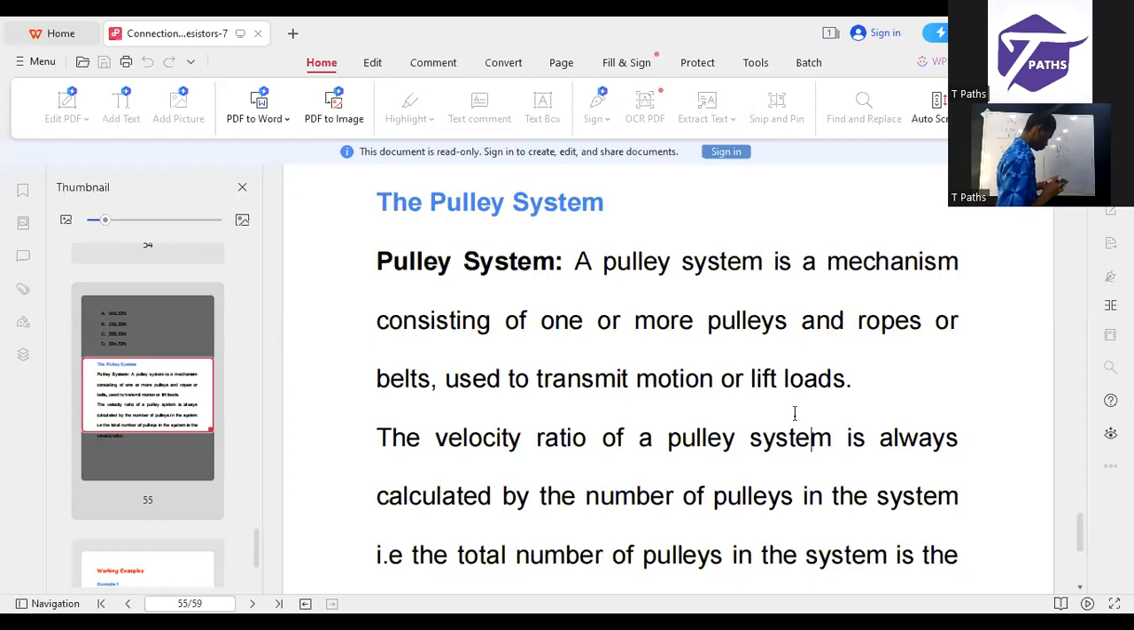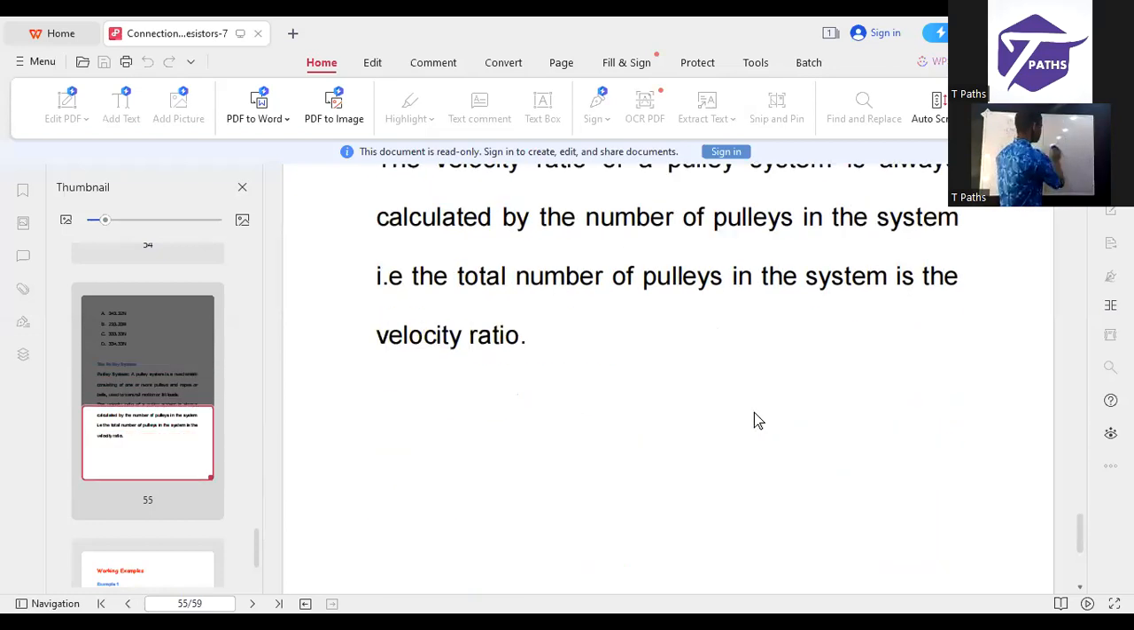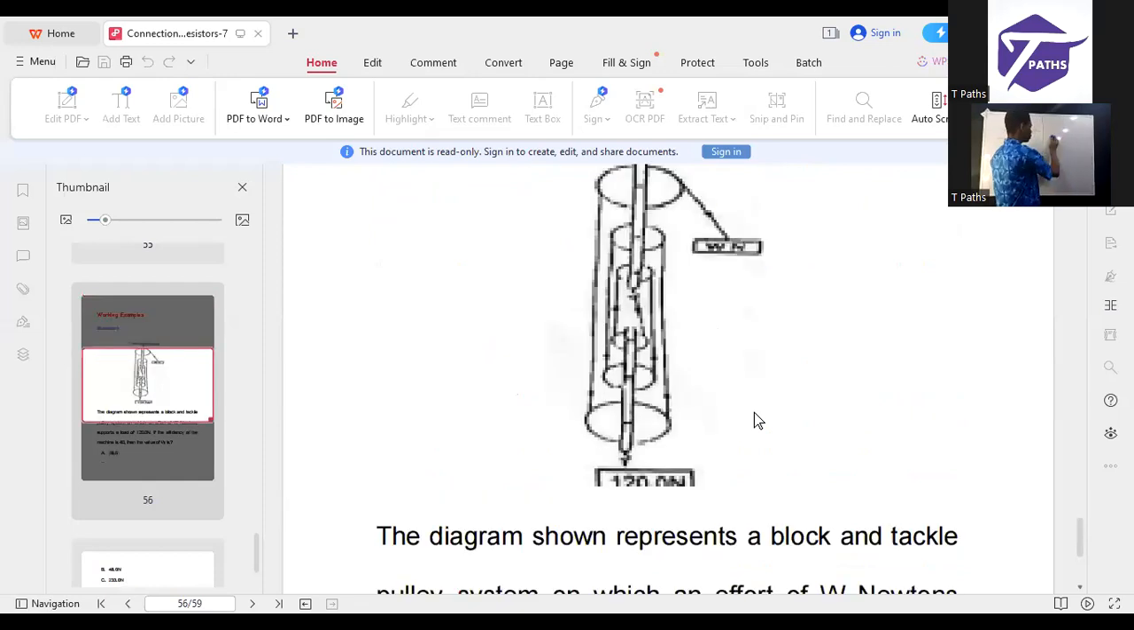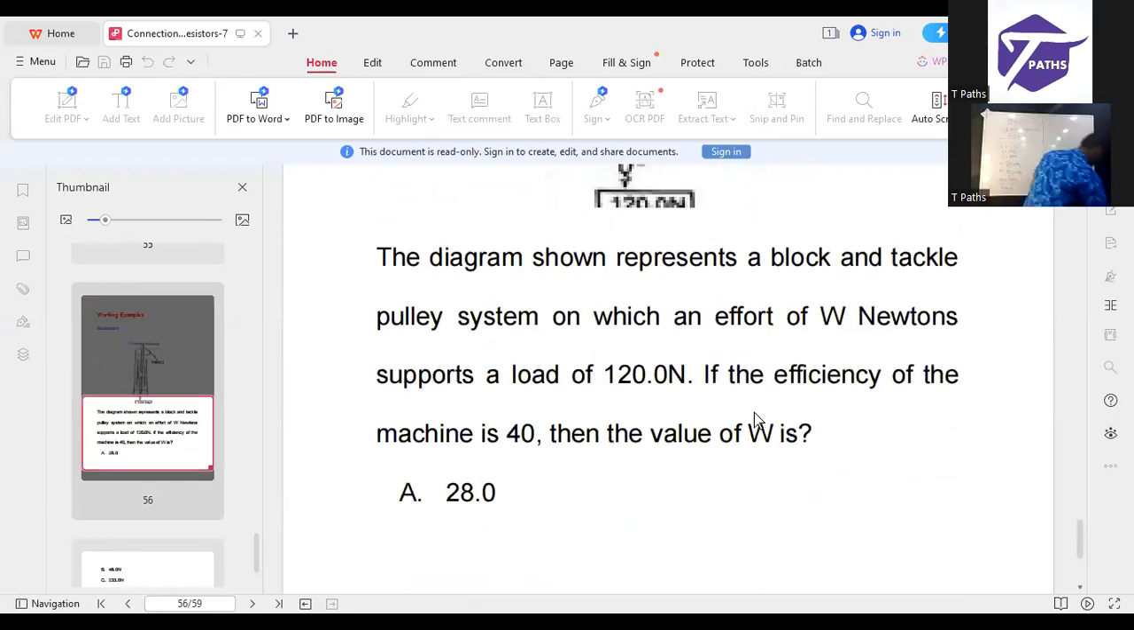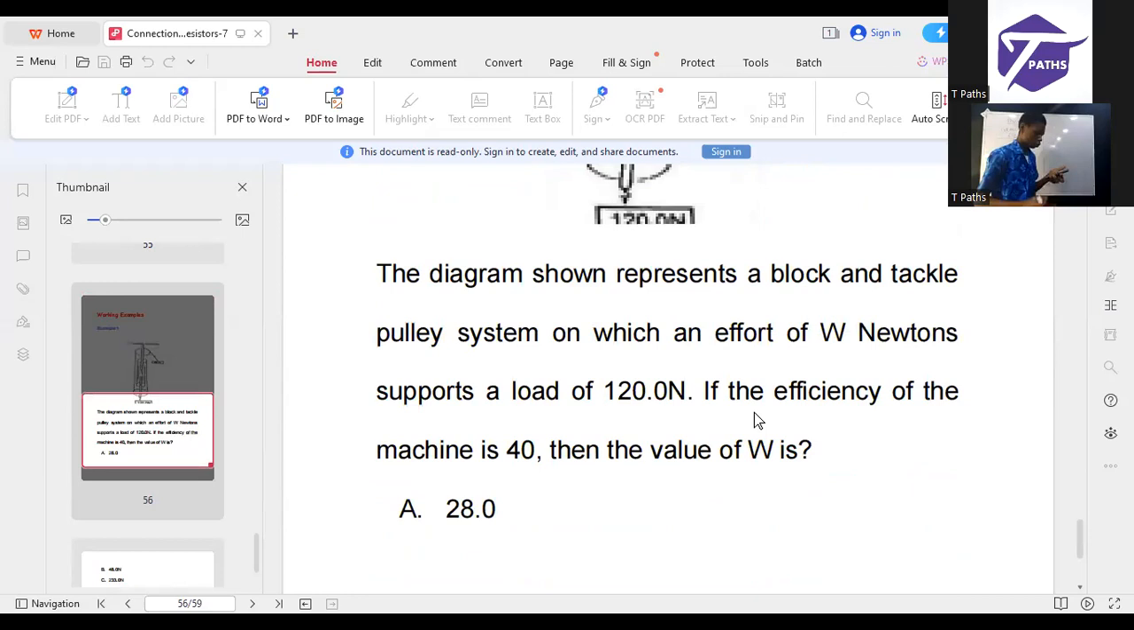Let's take an example. The diagram shown represents a block and tackle pulley system on which an effort of W Newton supports a load of 120 Newton. If the efficiency of the machine is 40%, then what is the value of W? Now, don't forget, efficiency is equal to mechanical advantage over velocity ratio times 100 over 1.